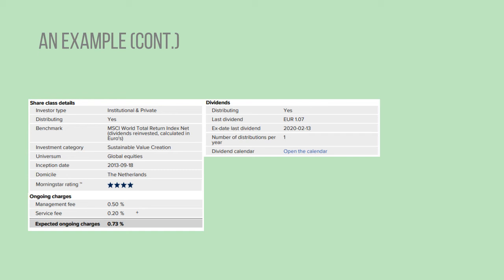Finally, the dividends that I mentioned, the distributions, it's the same term on the top right, just tells you how much they paid in the last year to each investor. That was €1.07, and they do it once a year. They pay you those dividends that they have received from the companies that they own on your behalf.